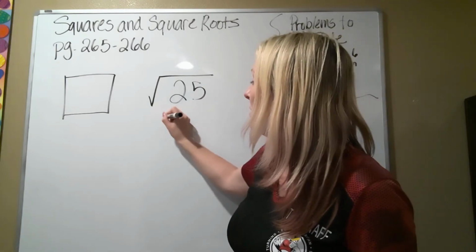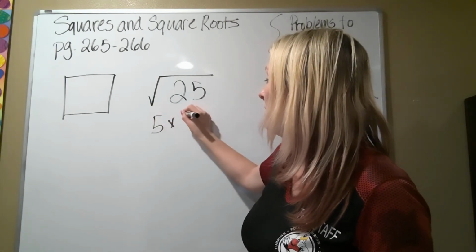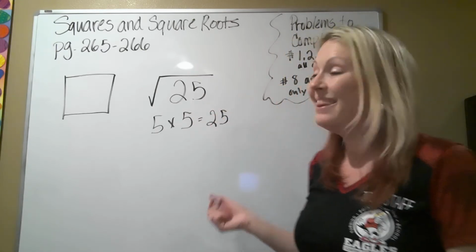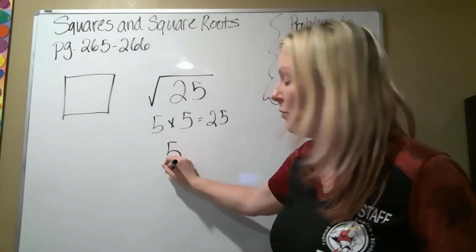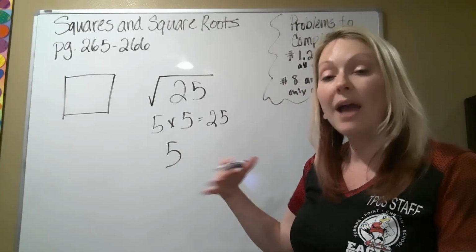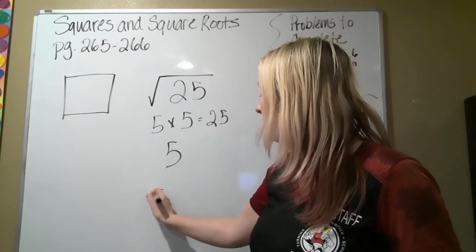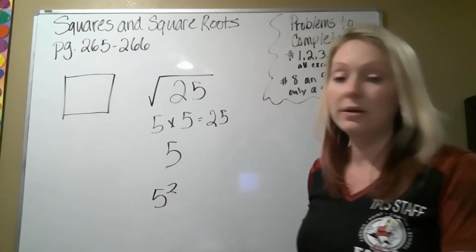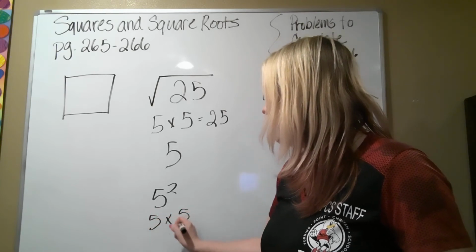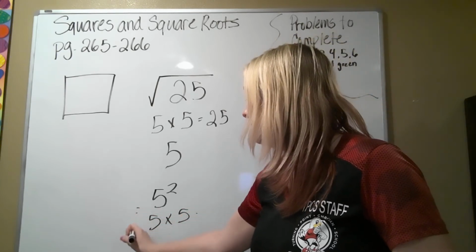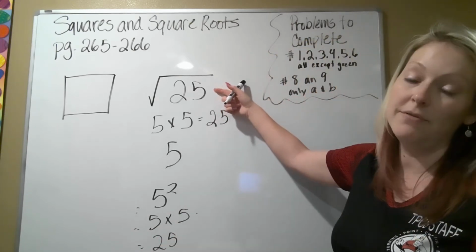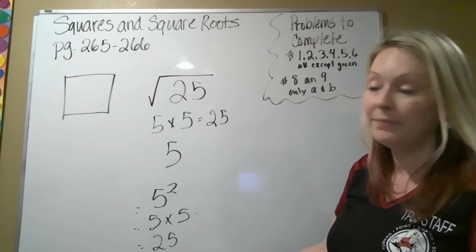If you take a look, we know that 5 times 5 equals 25, right? That means my answer would be 5. Now I can also go the opposite way and say, could I say 5 squared? That would mean 5 times 5, right? And what would that equal? That would equal 25. Do you see where I got 25? So I just went backwards again.